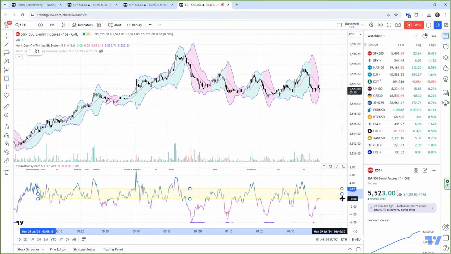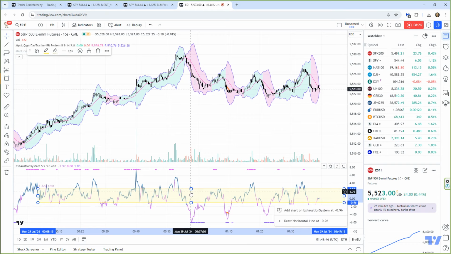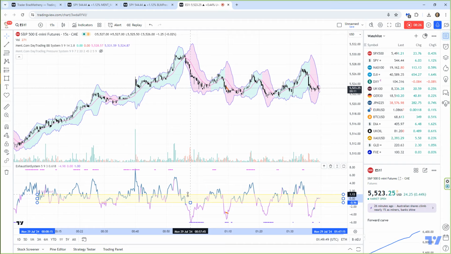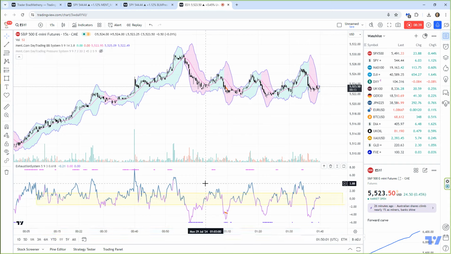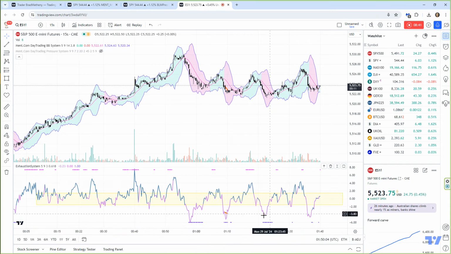So hypothetically, I'm going to go from roughly 1 to -1. Make sure I got this right. Let's go 1.5 to -1.5. Try to get right at it. There we go. Close enough. So now chop stays within this range. Chop is going to be rotation within this range.